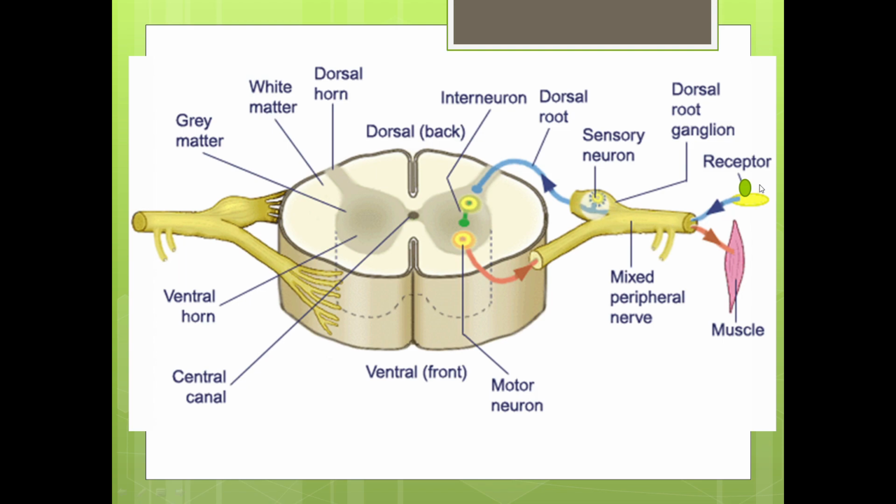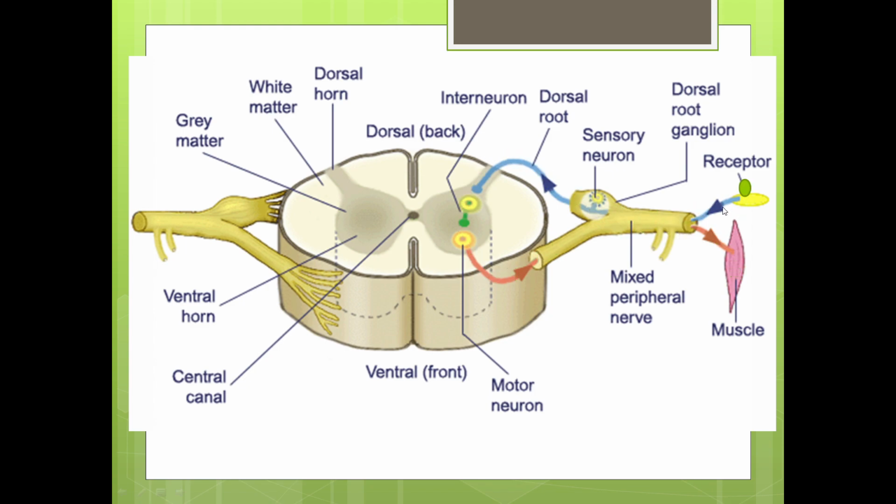When a certain stimulus is received by the receptor, that impulse is carried to the spinal cord through the sensory neuron. Then the sensory neuron transmits the impulse to the interneuron. The interneuron is inside the spinal cord. The interneuron gets the impulse and transmits it to the motor neuron. The motor neuron carries the impulse to the effector. This effector may be a muscle or a gland.